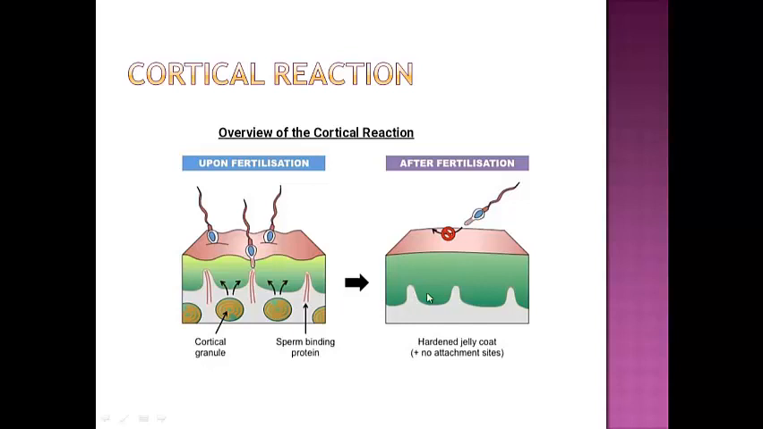The other thing is that the sperm binding proteins have actually disappeared. So any other sperm that comes and tries to fertilize the ovum will not be able to, because the things that allow it to penetrate the outer layers of the ovum are now gone. This process is the cortical reaction.